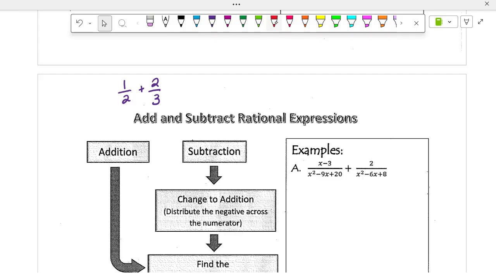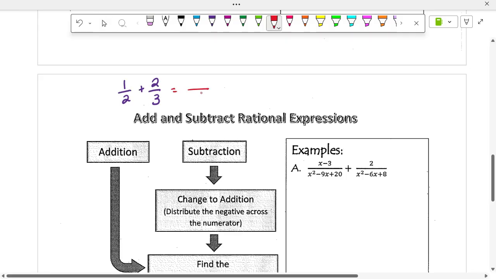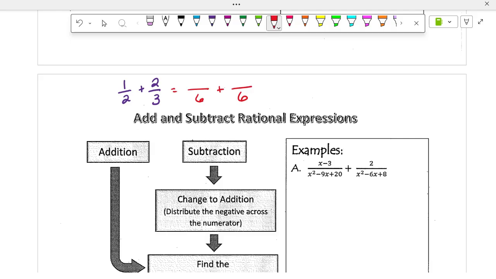What would the common denominator be of 2 and 3? 6. So I'm going to make these so that they each have a denominator of 6. What would I have to multiply to 1/2 to get a 6 on the bottom? 3. So I have to do 3 over 3. What would I have to multiply to 2/3 to get 6 on the bottom? 2. So 2 over 2.